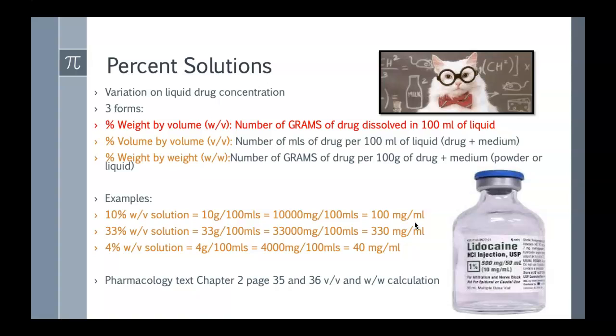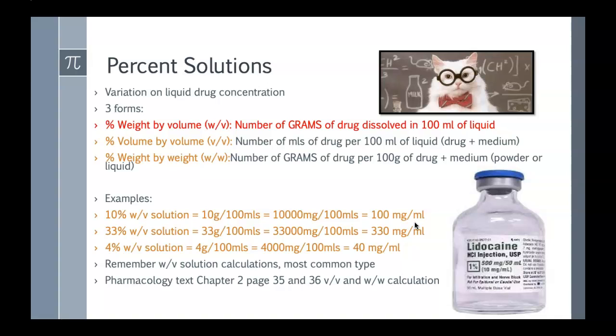If we have a 4% solution, weight to volume, we have a 4 gram per 100 ml solution, which means we have a 4,000 milligram to 100 ml solution, which equals a 40 mg per ml. And generally, we're talking about a weight to volume solution.